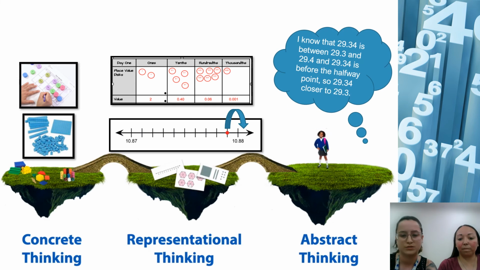As students progress through their thinking, they'll begin to be able to round using abstract thinking. If you take a minute and pause your video, you can read what this student is thinking. Basically, he's thinking about a number, he's able to determine what it is closest to, and therefore can round it quickly in his head.